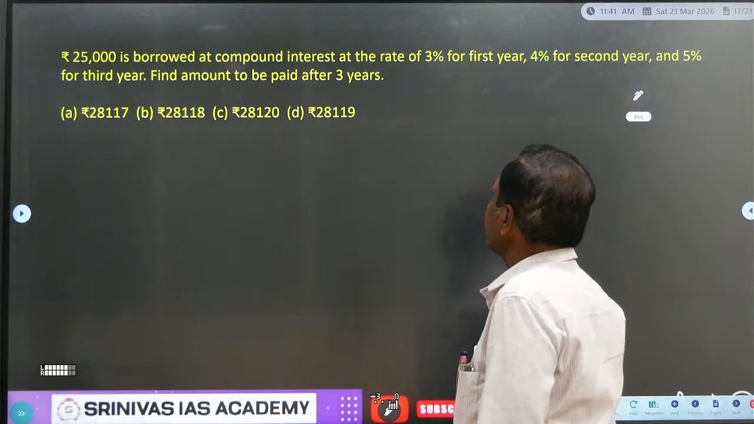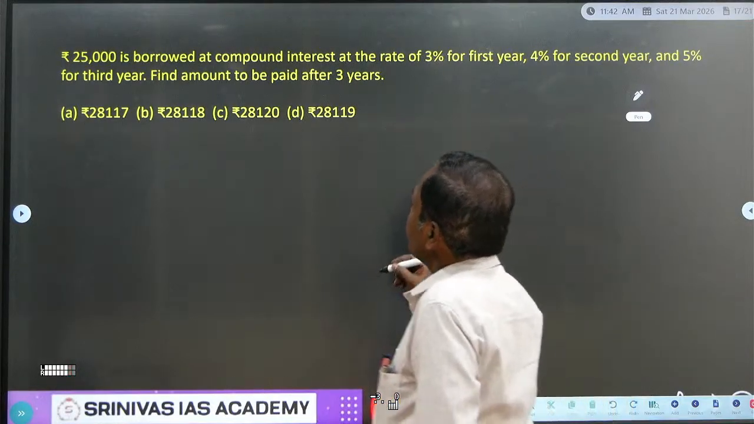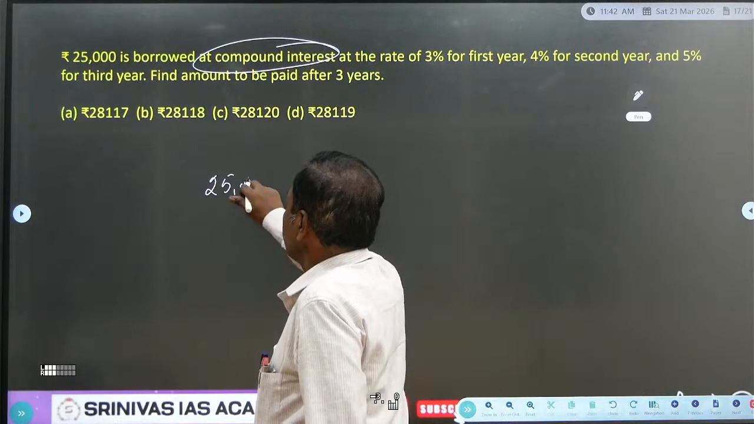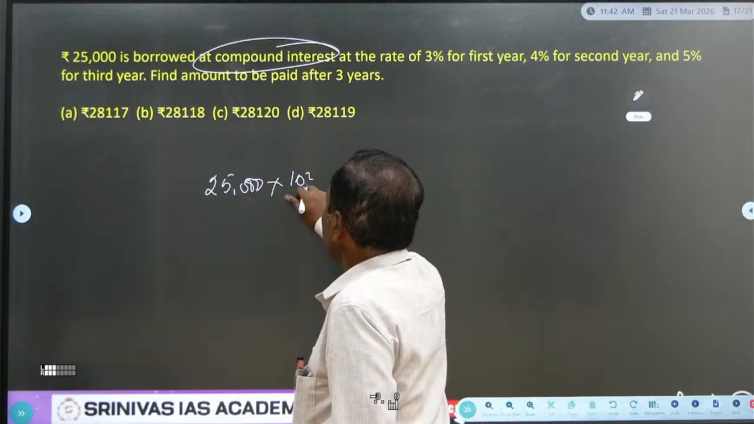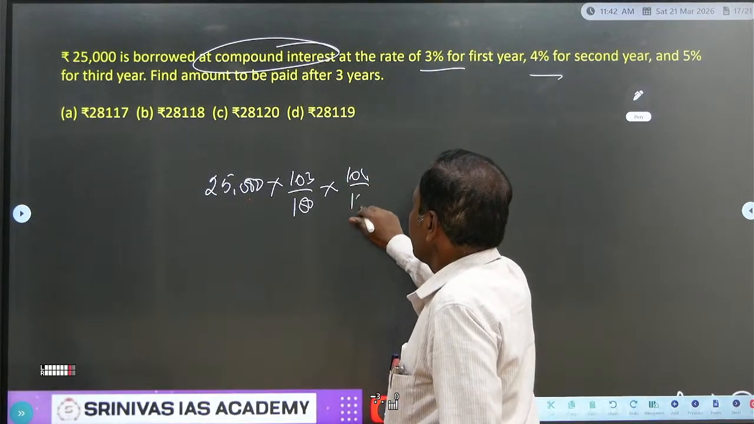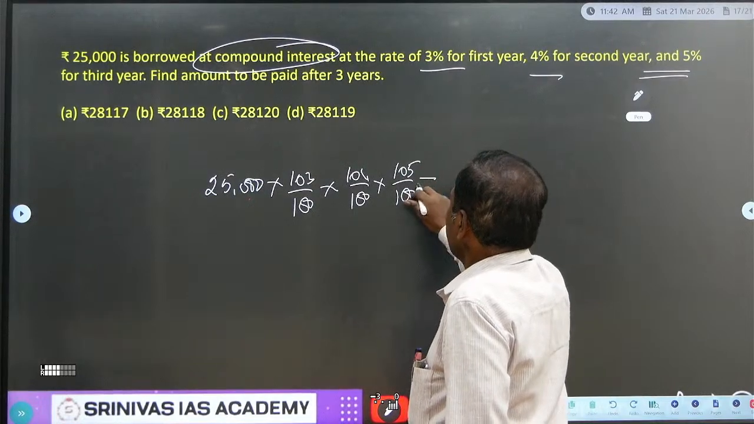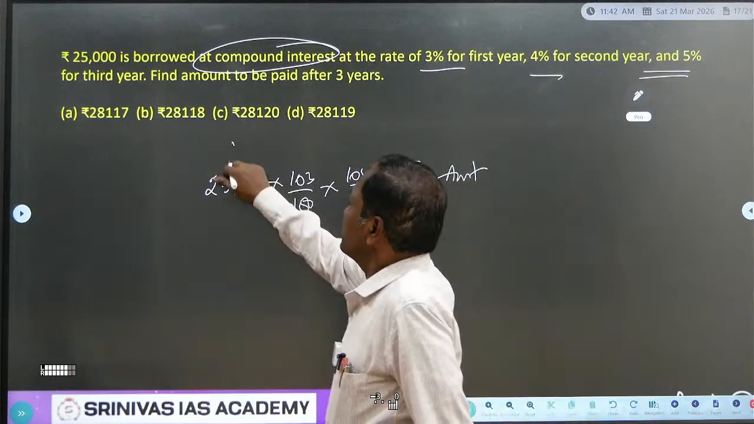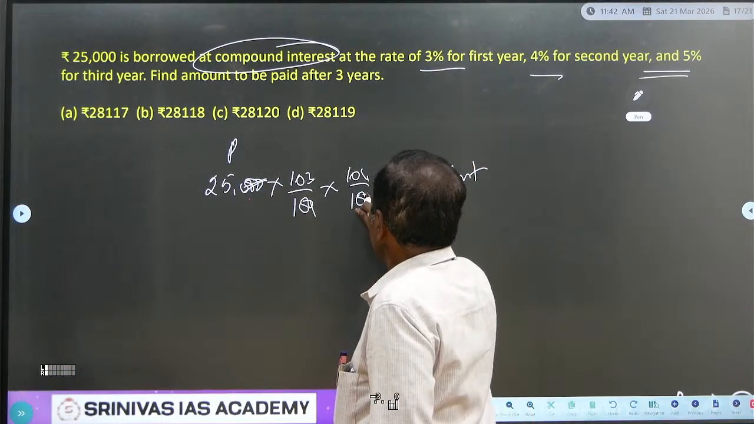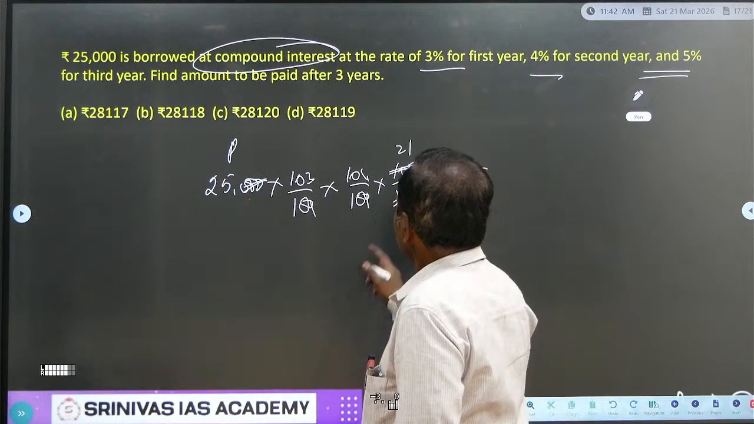25,000 is borrowed at compound interest at the rate of 3% for the first year, 4% for the second year and 5% for the third year. Find the amount to be paid after 3 years. Compound interest. Right. Now we can see what the money is. 25,000 into, what is the first rate? 3%, 103 by 100. For the second year it is 4%, 104 by 100, into for the third year 5%, 105 by 100. You get the amount. So this is the principal money. Right. Now we can see the number of zeros. You can see 3 zeros. So 1, 2, 3. There you can see 521 and 52s. Okay. This you can keep for later only.